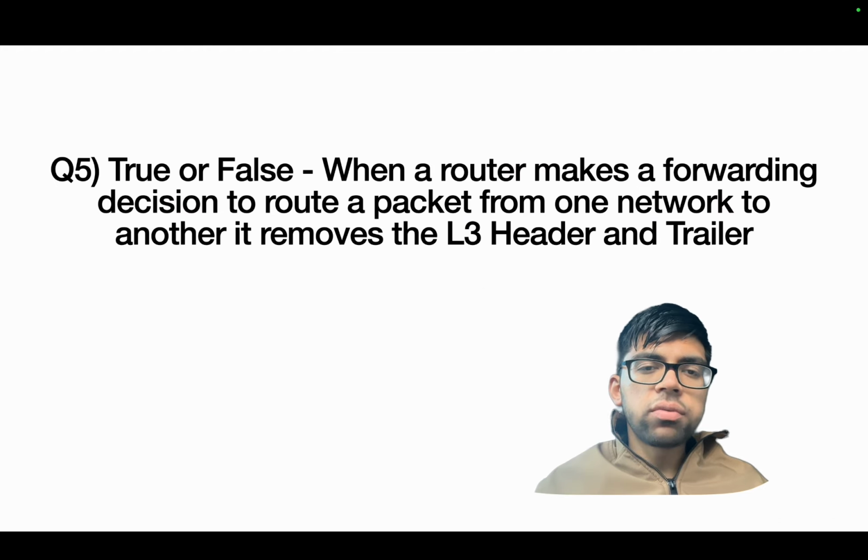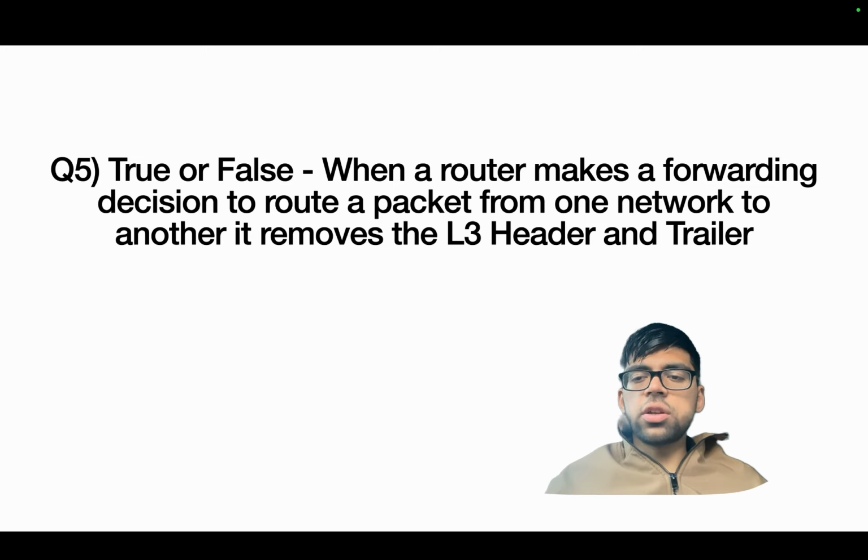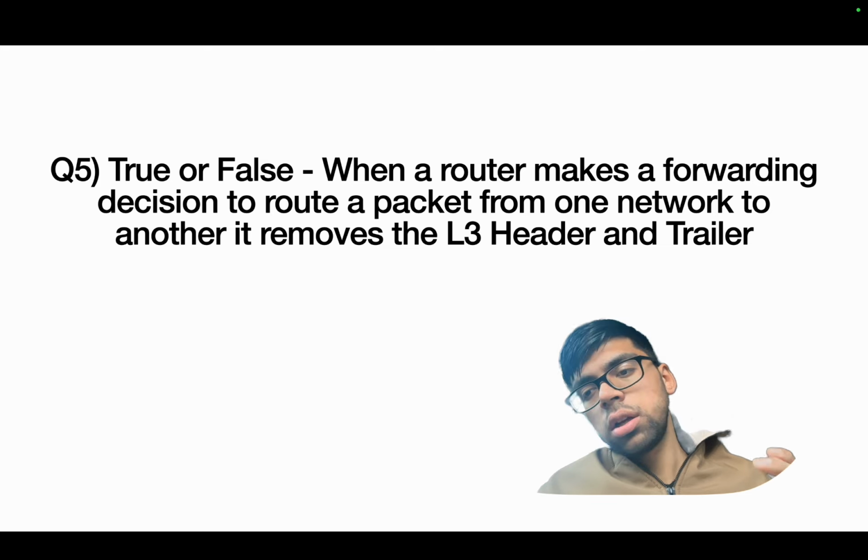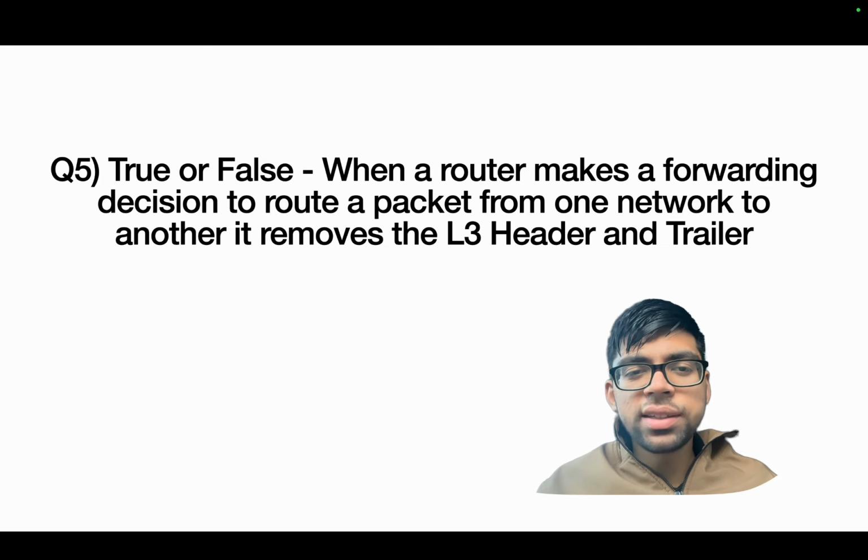Now, question number 5, true or false? When a router makes a forwarding decision to route a packet from one network to another, it removes the layer 3 header and trailer. Is that true or false? Please take the time to have a think. If you want to pause the video, please feel free to go ahead. Otherwise, I'll give myself about 10 more seconds.